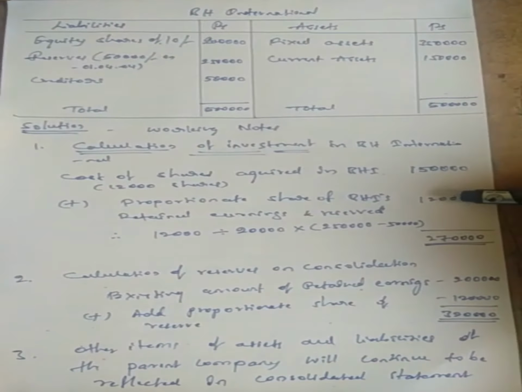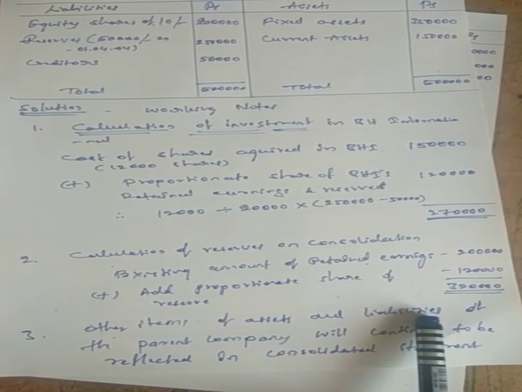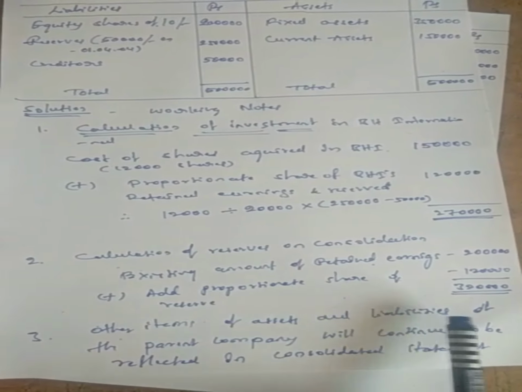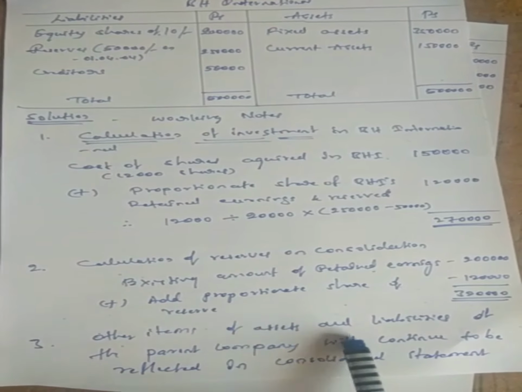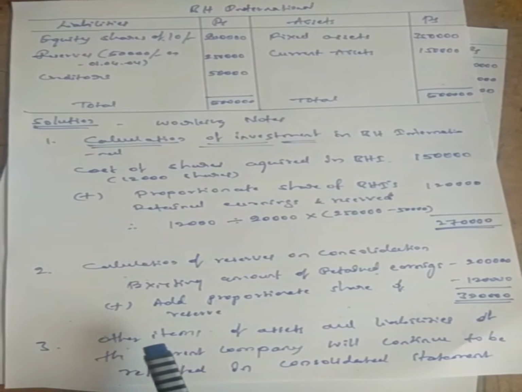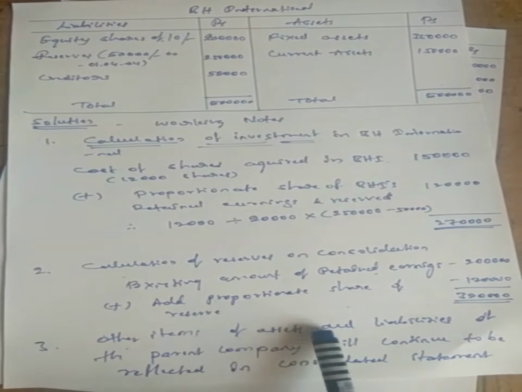And the third one: all the items of liabilities and assets of the parent company will continue to be reflected in the consolidated statement. Now come to the conclusion, that is, the preparation of the consolidated balance sheet.